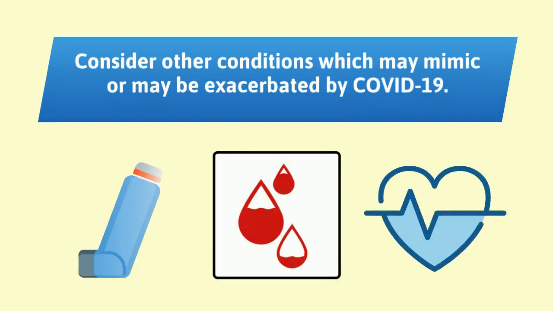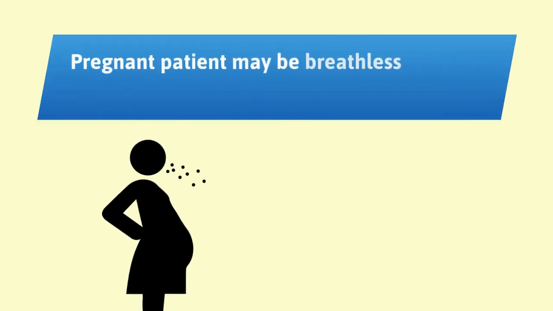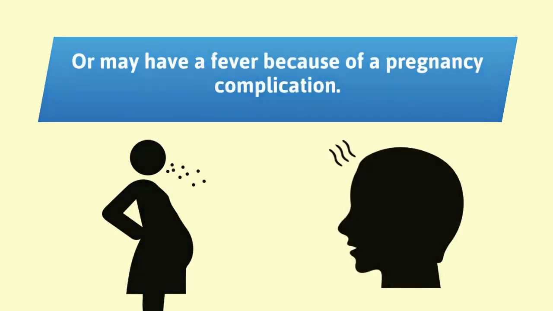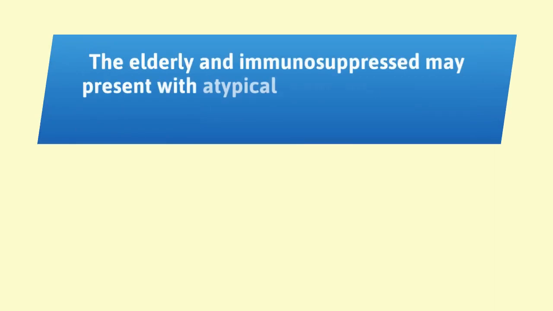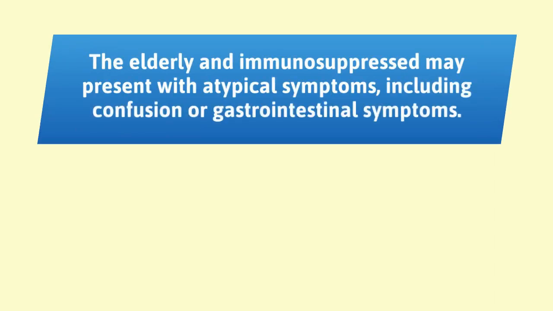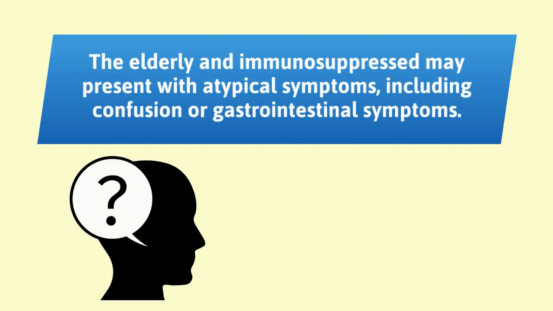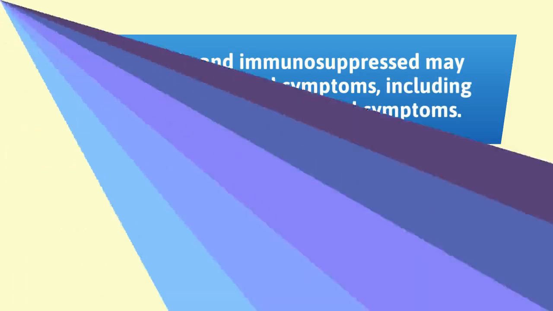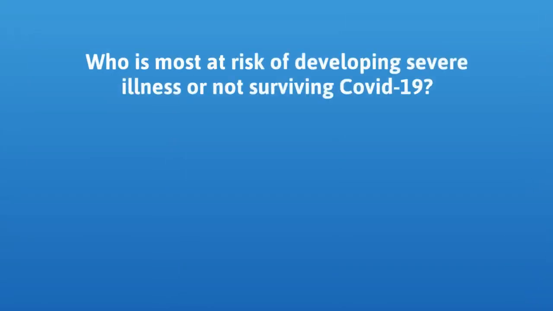In the same way, a pregnant patient may be breathless because she is pregnant or may have a fever because of a pregnancy complication. The elderly and immunosuppressed may present with atypical symptoms, including confusion or gastrointestinal symptoms, and may not develop a fever. Who is most at risk of developing severe illness or not surviving COVID-19?